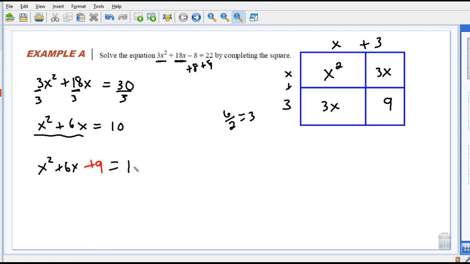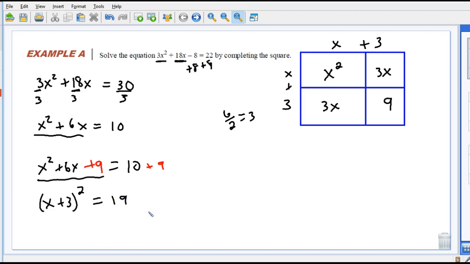So if I add 9 to this side of the equation, I can't just leave it like this, because then it's not going to be the same equation anymore. So if I add 9 to one side, I have to add 9 to the other side. Then this whole thing is a perfect square. I can rewrite that as x plus 3 times x plus 3, or we can write it as x plus 3 squared equals 10 plus 9, which is 19.